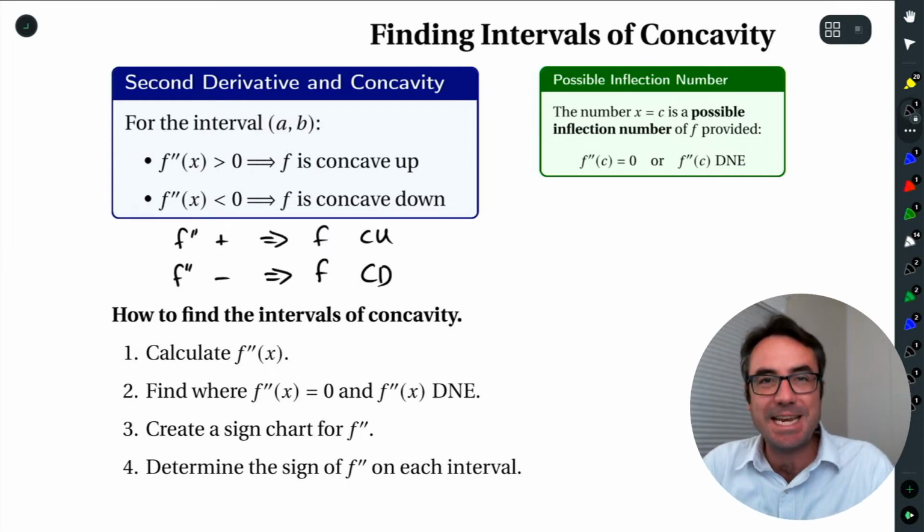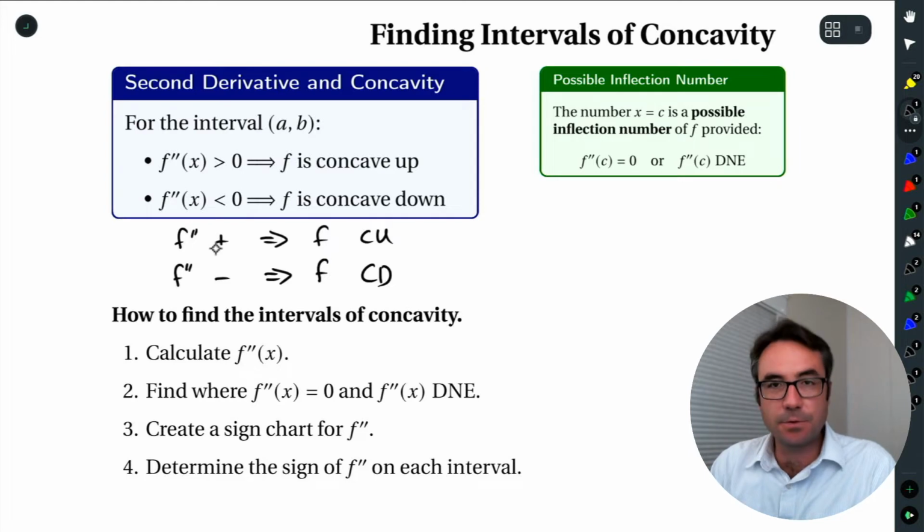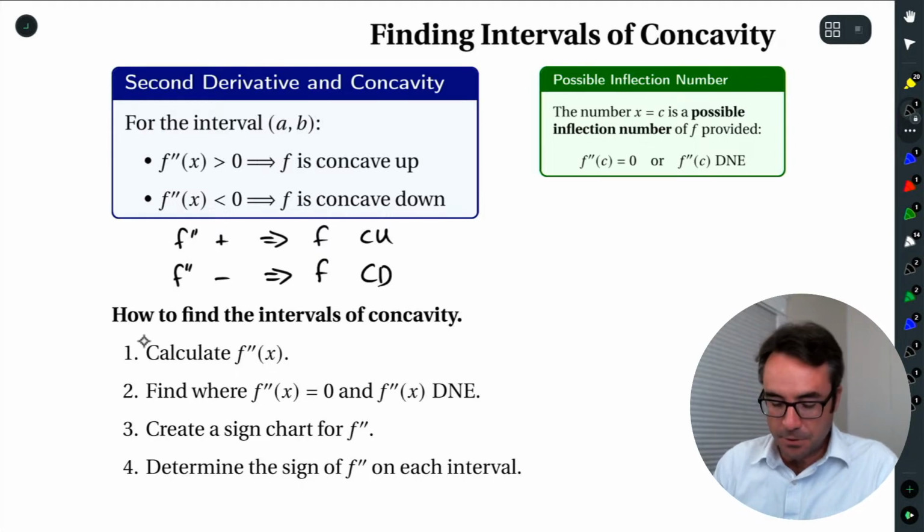And if the second derivative is negative, then the original function is concave down, which we'll abbreviate, for the most part, as CD. So figuring out the intervals of concavity really comes down to figuring out the intervals where the second derivative is positive and negative. How we're going to approach this is very similar to what we did for intervals of increase-decrease.